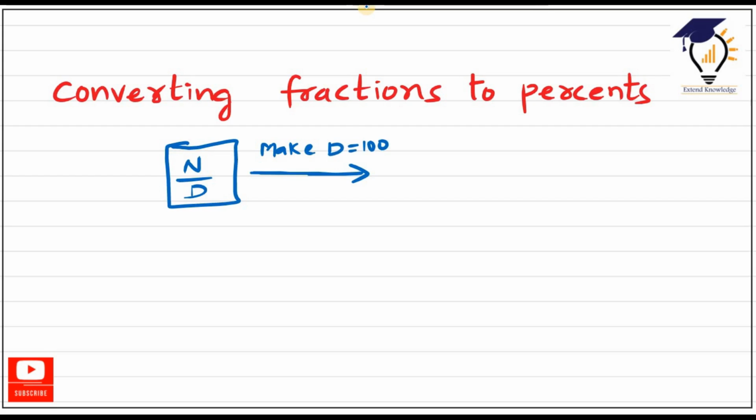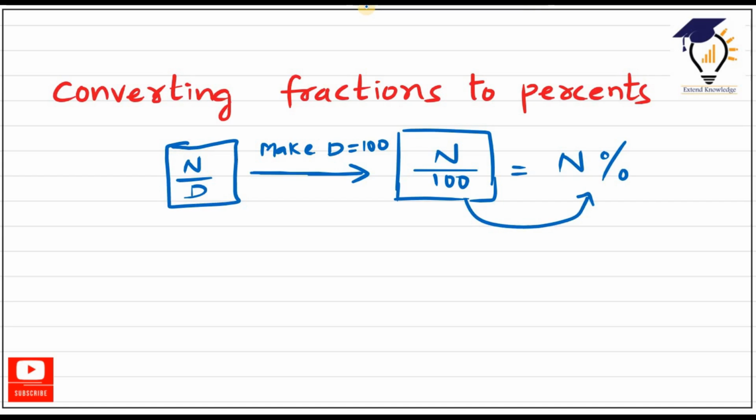Make the denominator equal to 100. That means if you convert the denominator to 100, some numerator will be there, so that you can write the numerator and rewrite 100 as the percentage symbol. This is how we convert. The simple technique is to convert the denominator to 100.